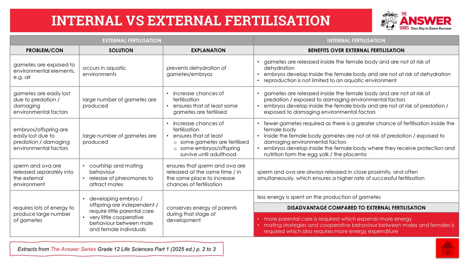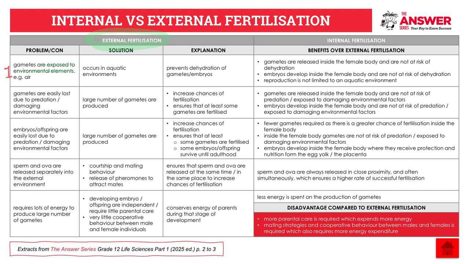If we continue learning, we have a nice summary table of the differences between internal and external fertilization, their pros and cons to some extent, as extracted from the Answer Series Grade 12 Life Sciences Part 1 class text and study guide. So in terms of external fertilization, the first problem or con compared to internal fertilization is that gametes are exposed to the environmental elements when they're released outside the body, for example, air, and that can dry them out.